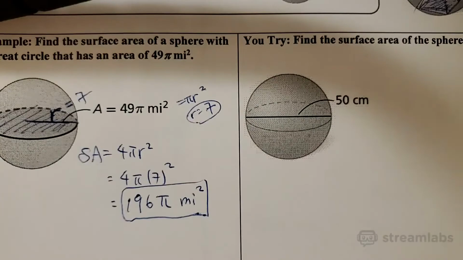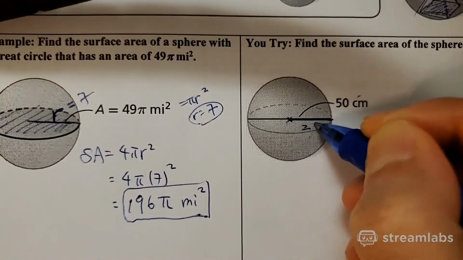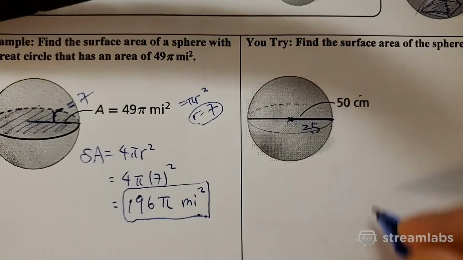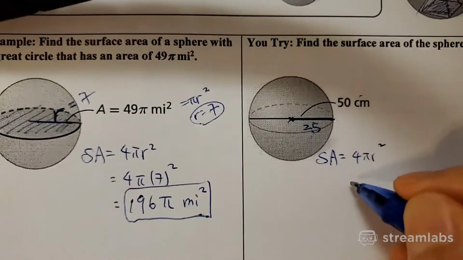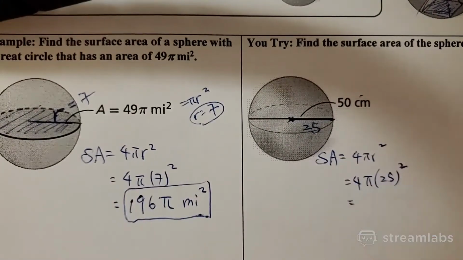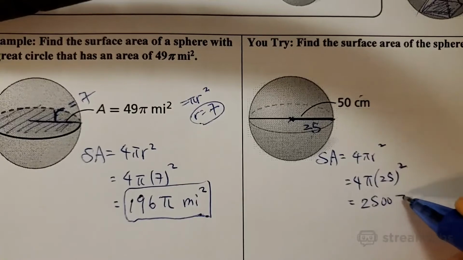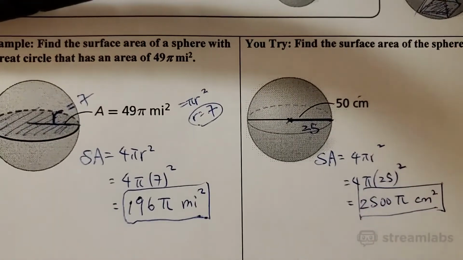Right side, same thing. You find your radius first. Diameter is 50, radius is 25, right? Same thing, not too hard, right? SA equals 4 pi r squared, which is 2,500 pi centimeters squared. We're okay?